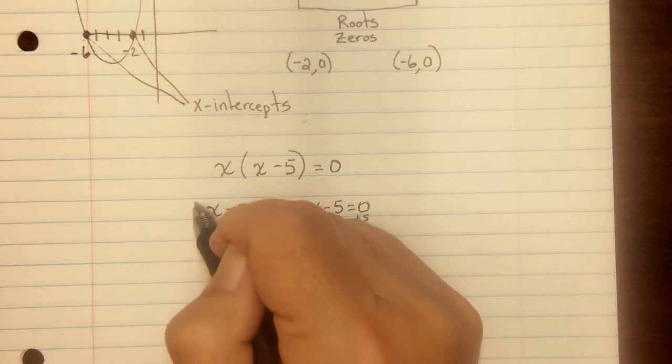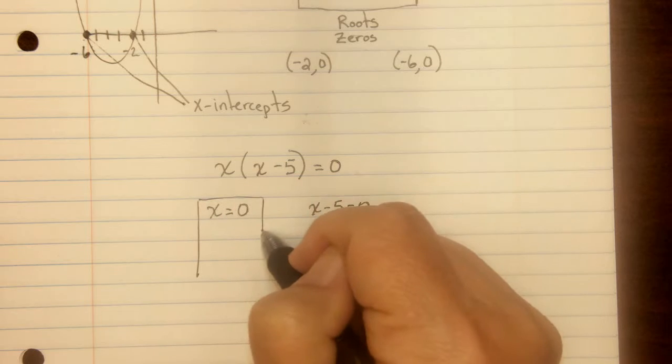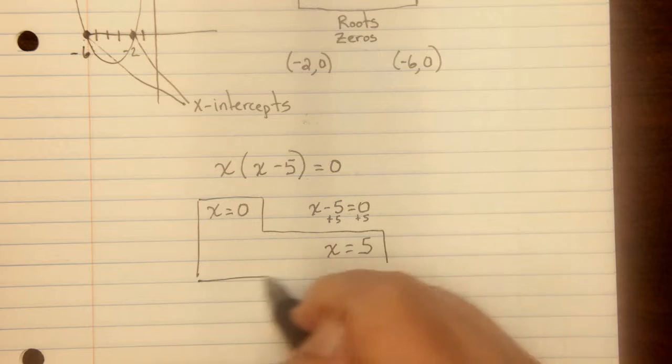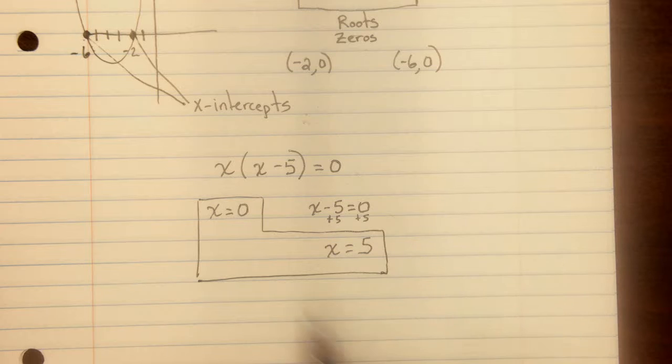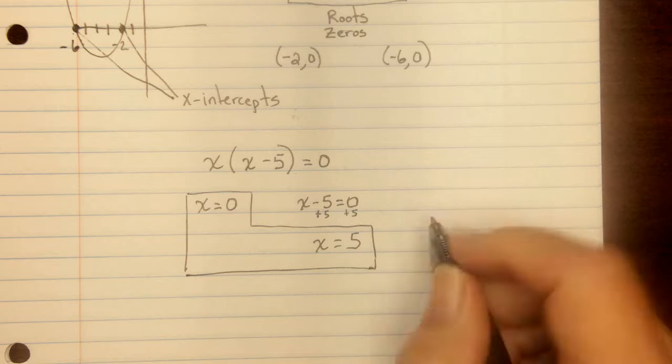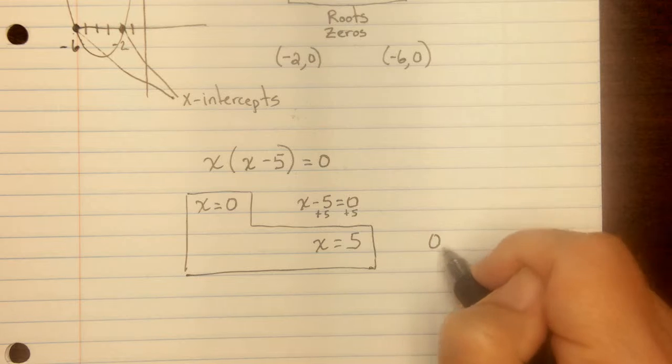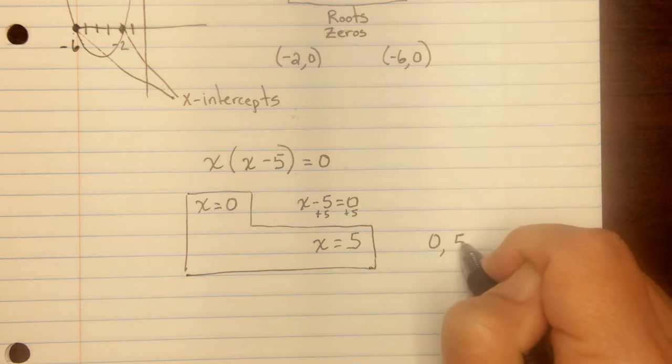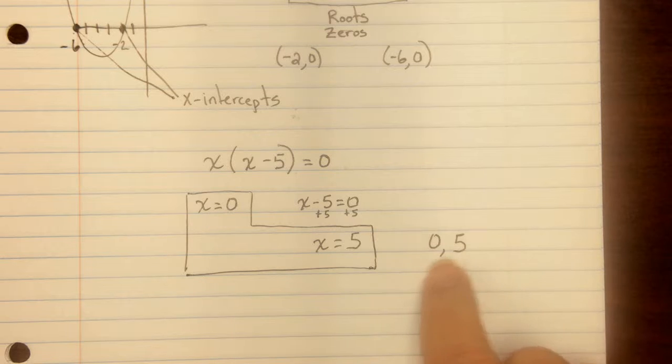So when I say what are the roots, these are the roots. And so when you do your IXL lesson and it says type in the roots, you would type a 0, comma, and then you type a 5. These are the two roots of this polynomial.